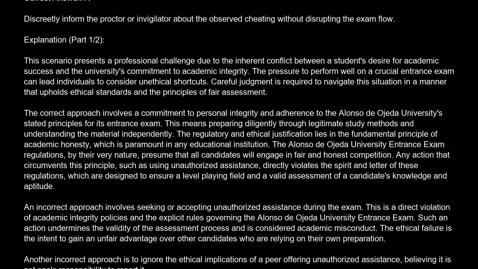An incorrect approach involves seeking or accepting unauthorized assistance during the exam. This is a direct violation of academic integrity policies and the explicit rules governing the Alonso de Ojeda University entrance exam. Such an action undermines the validity of the assessment process and is considered academic misconduct. The ethical failure is the intent to gain an unfair advantage over other candidates who are relying on their own preparation.